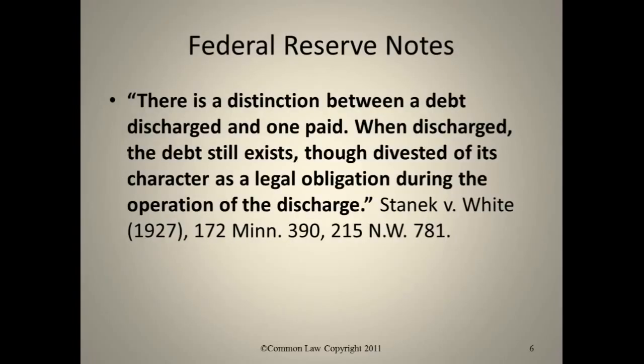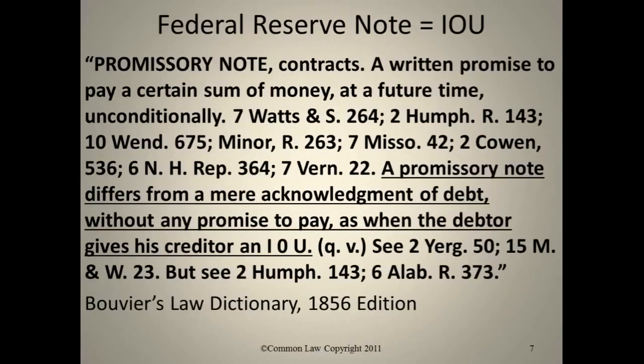There's this distinction between a debt discharged and one paid. When discharged, the debt still exists, though divested of its character as a legal obligation to the operation of the discharge. Federal Reserve notes discharge a debt. They don't pay anything because they're not money. A promissory note is a written promise to pay a certain sum of money at a future date unconditionally. A promissory note differs from a mere acknowledgement of debt without any promise to pay, as when a debtor gives his creditor an IOU. Okay, that's what a Federal Reserve note is, an IOU. And it's drawn on the privately held Federal Reserve Bank. It's not even on the U.S. Treasury. It's on the privately held Federal Reserve Bank.